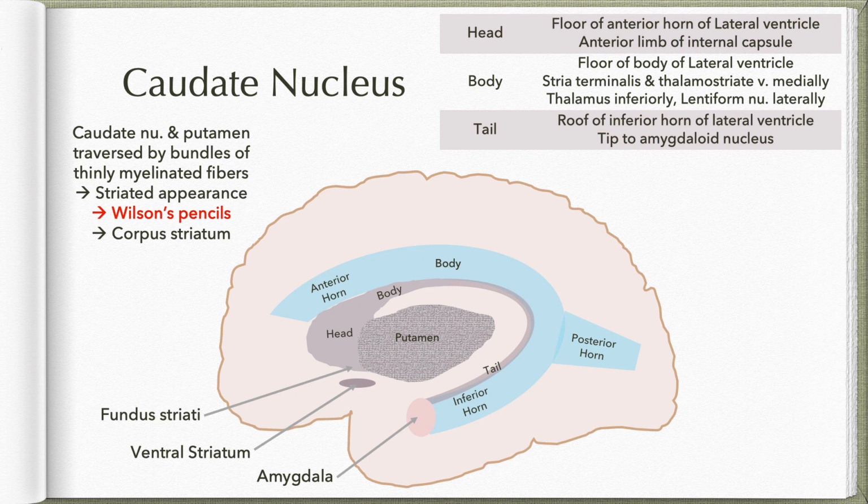Body of the caudate nucleus will form the floor of the body of lateral ventricle. It is related to stria terminalis and thalamostriate vein medially, thalamus inferiorly, and lentiform nucleus laterally. Tail of the caudate nucleus will form the roof of the inferior horn of the lateral ventricle. You are seeing that in the section here. And tip of the tail is related to amygdaloid nuclear complex.